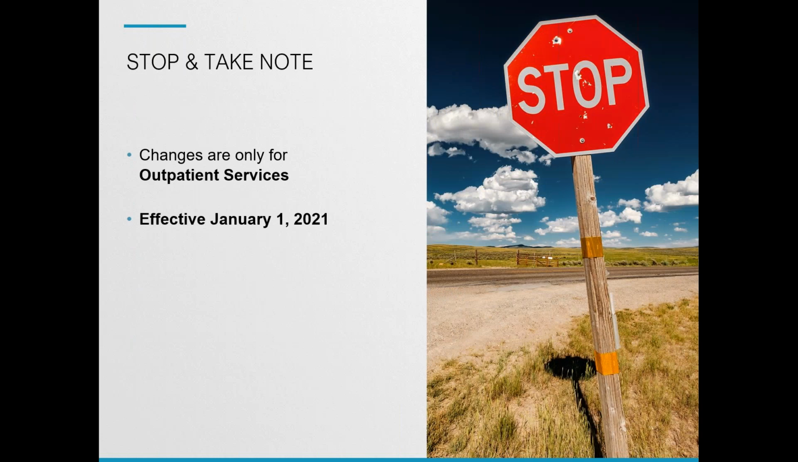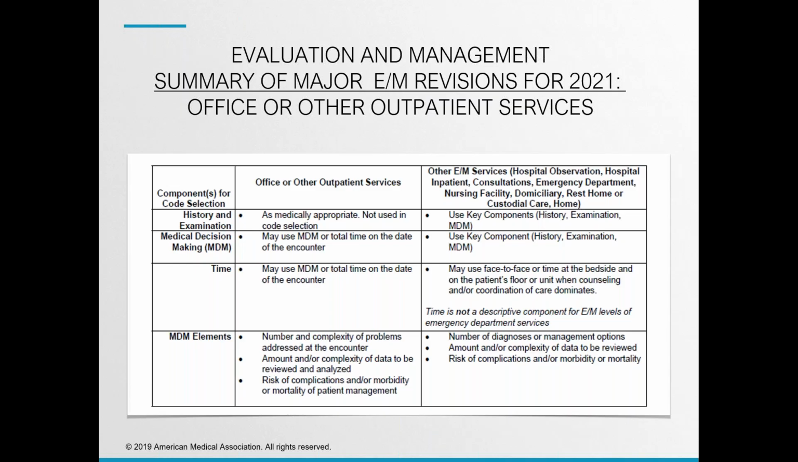So these changes took effect on January 1 of this year, and the key thing to notice is that it's only for the outpatient services. So you have to be aware that your E&M services, if they take place in a hospital setting, a skilled nursing facility, emergency department visit, all of these places of service that you see here, you're still going to select your level of service either based upon the 1995 or 1997 documentation guidelines. It's only the outpatient services, your office visit codes, that will change.